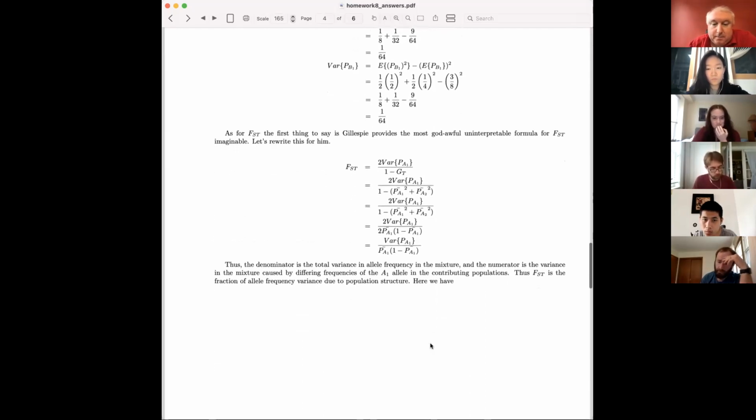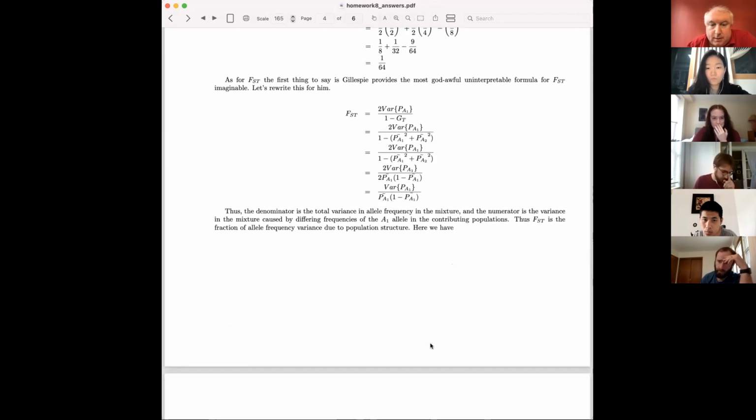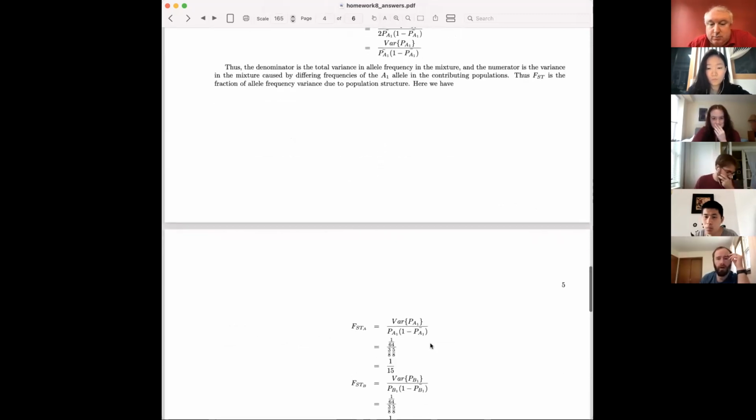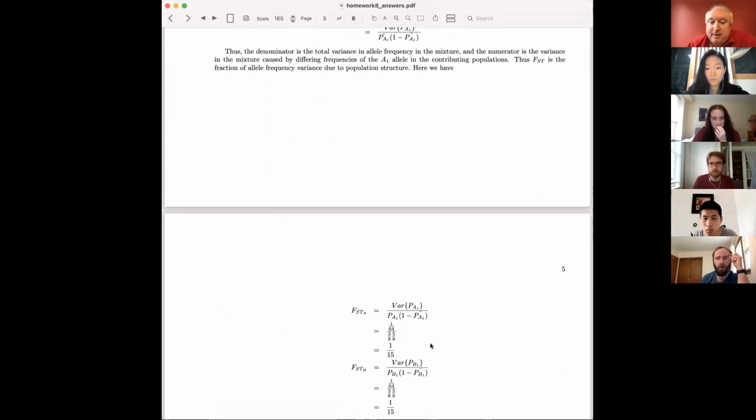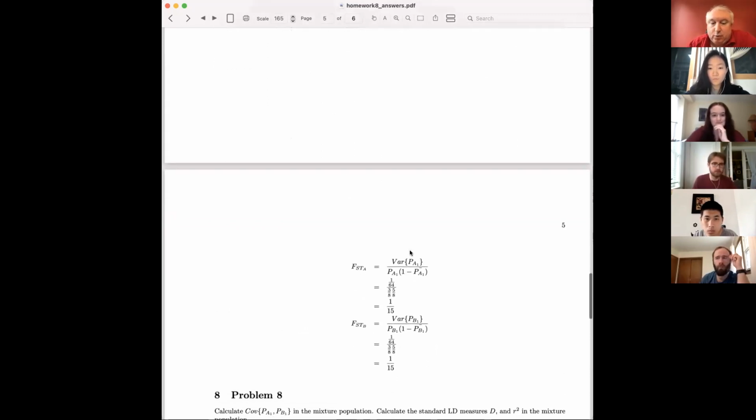That's how you should keep it in mind. That's how you should be thinking about it. And of course, if you plug in values, I get 1/64 as my variances for both of the allele frequencies. I get the individual frequencies. The average was like 3/8 for both of them. So I get something like 1/15 as my value of FST.